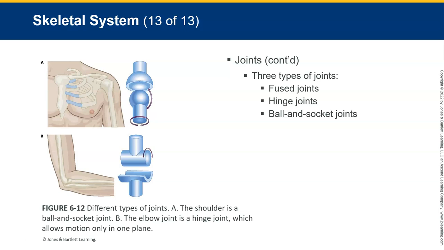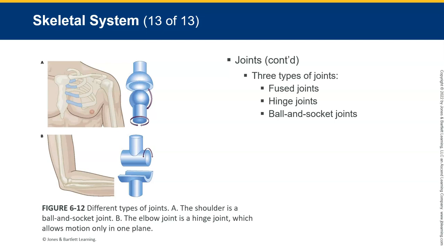Hinge joints, as you see here, the right elbow joint is a hinge joint. So we see the hinge joint. It allows movement in one plane. So think about like the knee or maybe the elbow or fingers. That's what we're talking about with a hinge joint.